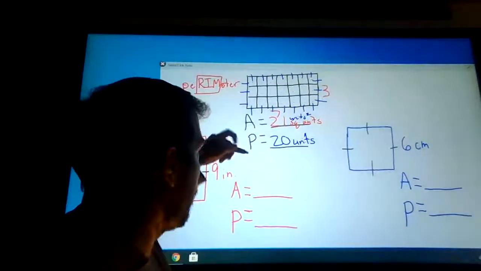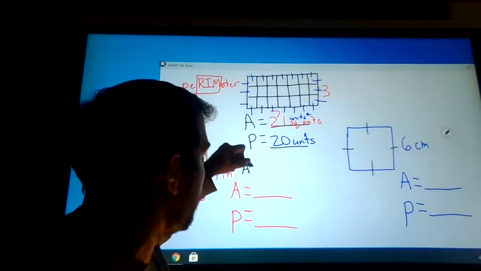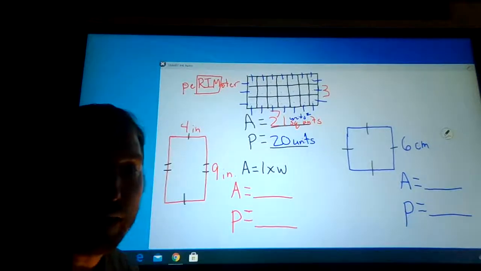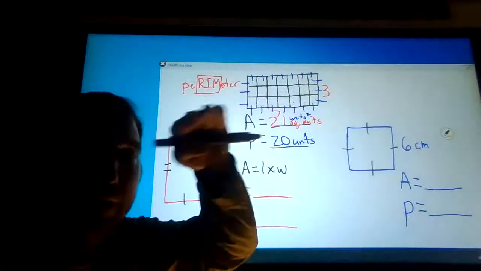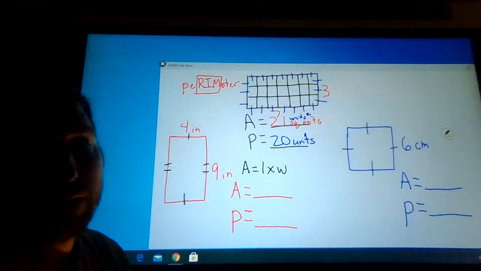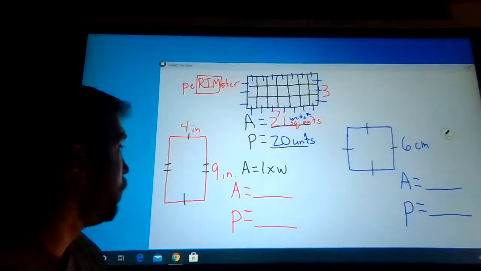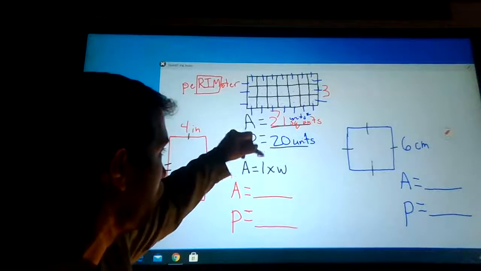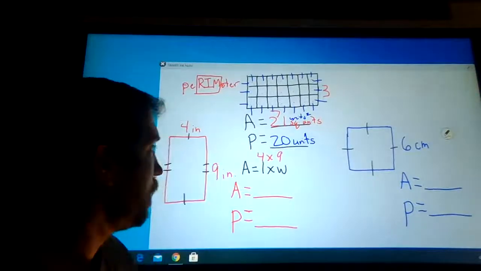The formula to find area: you just take the length and times it by the width. That just means you take this way and multiply it by this way. Length times width. I already know those two things, so I can plug those in or substitute those. The length is 4 and the width is 9.